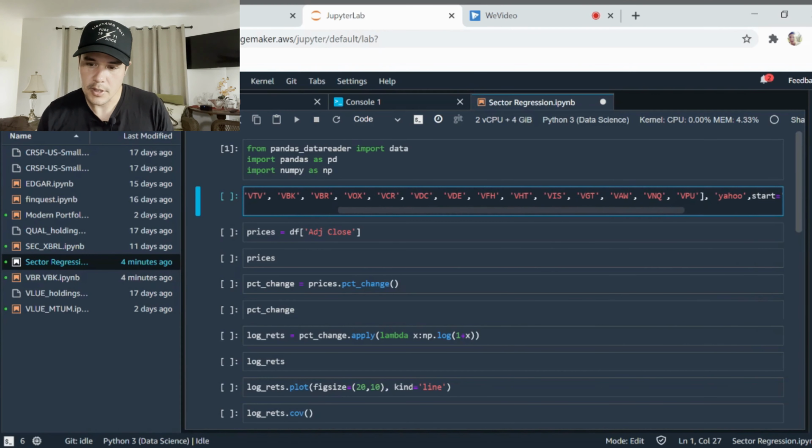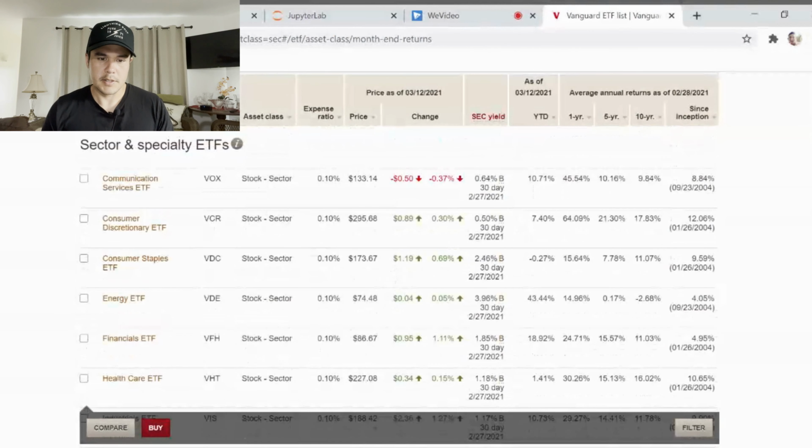And the sectors we're going to look at are all these different sectors: VOX, VCR, VDC. These are all Vanguard sectors. For example, VHT is health, VFH is financials, VIS is industrials. I actually should pull this up to make this easier for you, so let me do that right now. Okay guys, so you can see here we have our different sector and specialty ETFs.